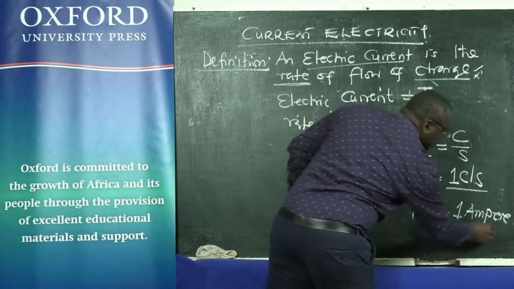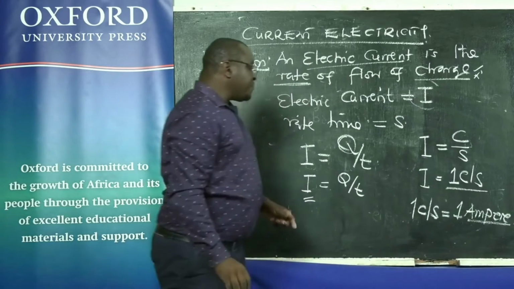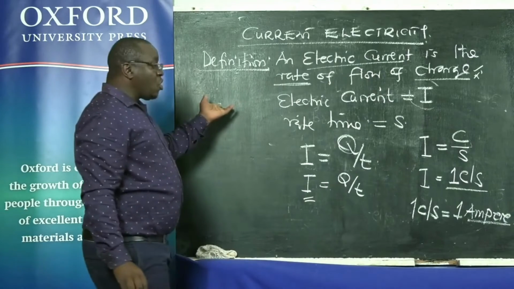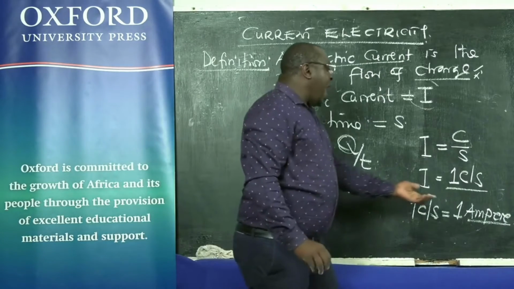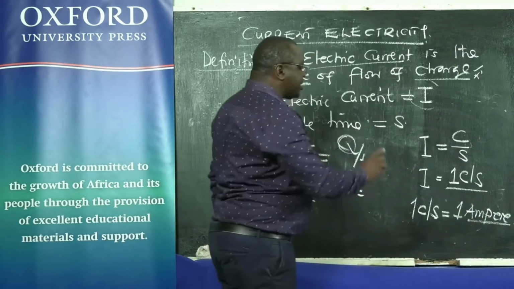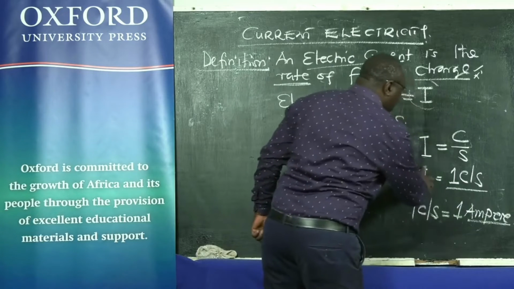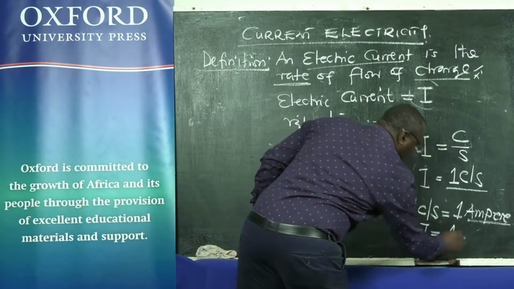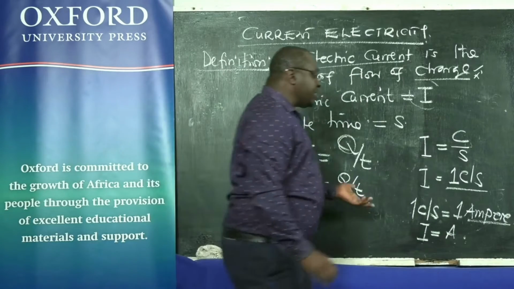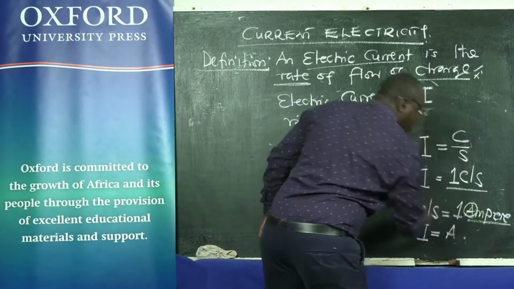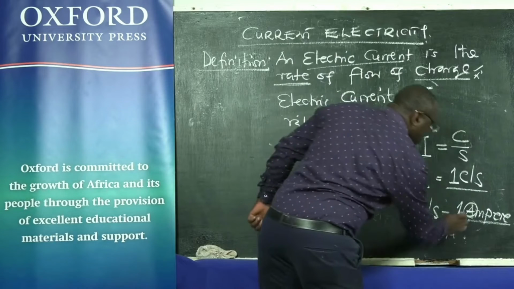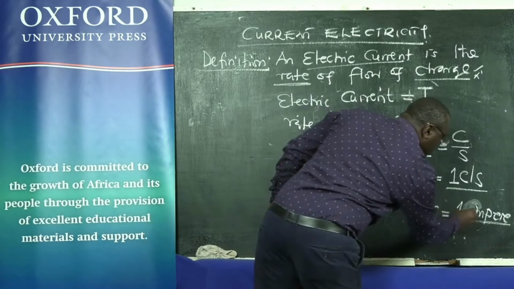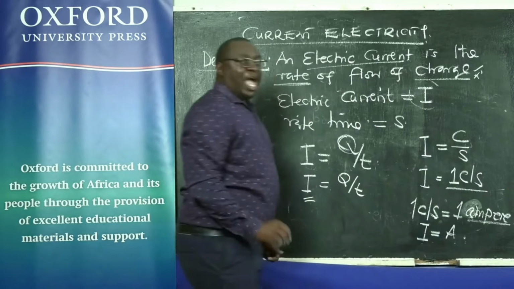Now, where does this unit come from? The physicist that actually studied electric current was called Andre Marie Ampere. And when we are denoting the symbol for electric current, we say I is equal to A. But when we are writing it in words, we do not use a capital what? A. Because this is not a proper noun, it's not someone's name. Instead, we use the lowercase letter for the ampere.